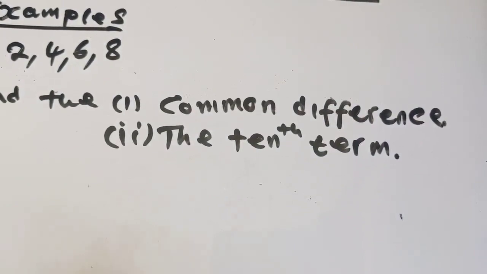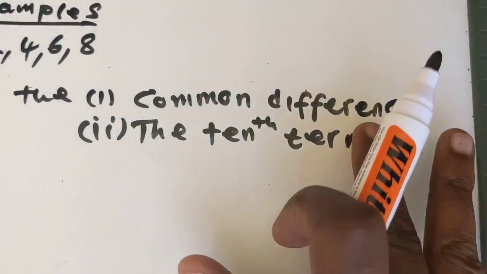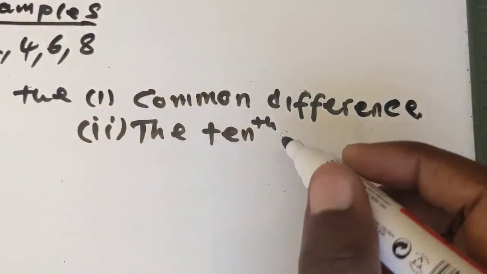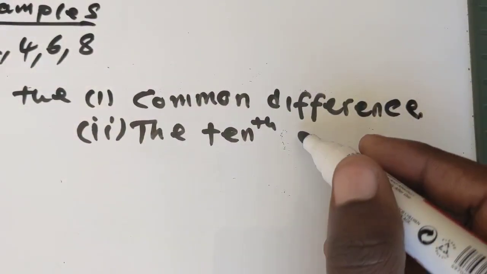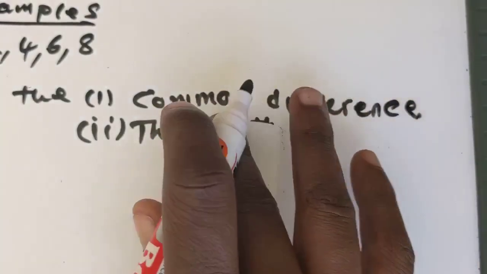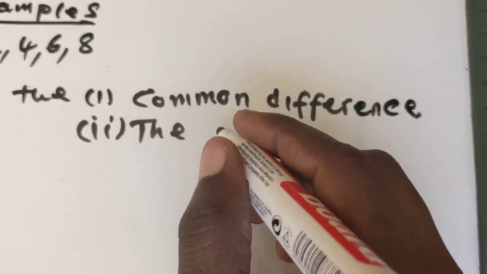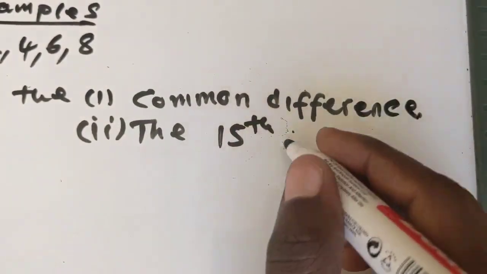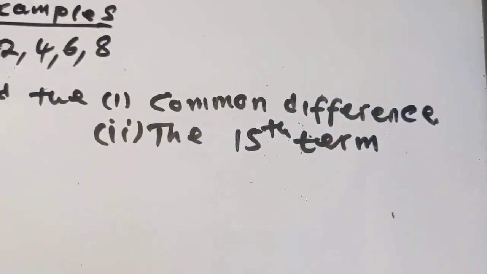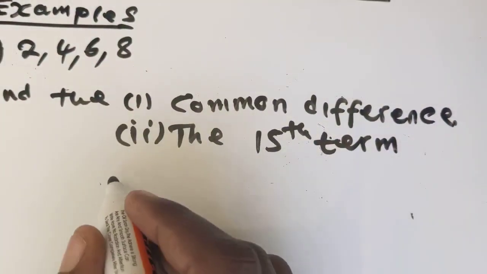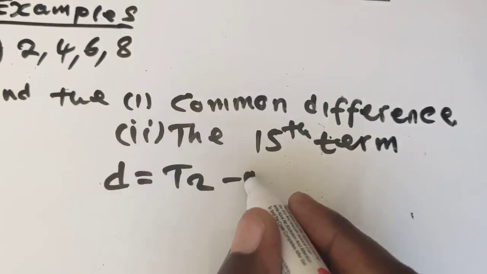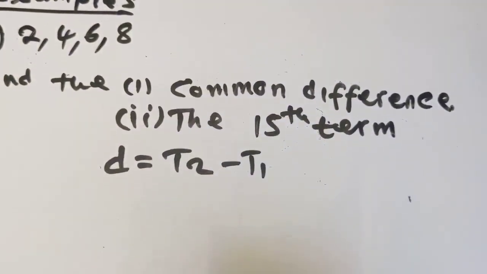Let's say you are told to find the 15th term. So you find the common difference, that is D is equal to term 2 minus term 1.